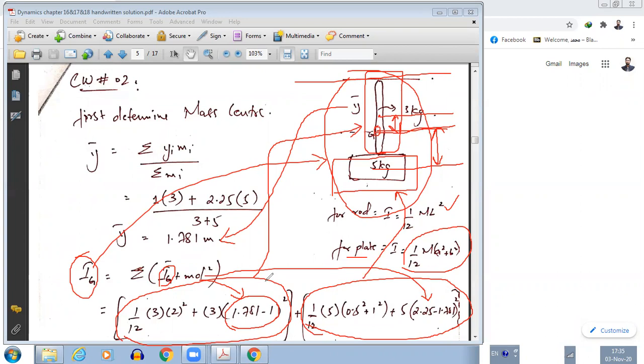Once you have all of this, you just calculate it and solve it, and in the end you get the answer for IG. So this is how the solution of this problem is done. The problem is solved, but I need to know whether you understand the solution or not. Is there any step which is not clear? Please ask.